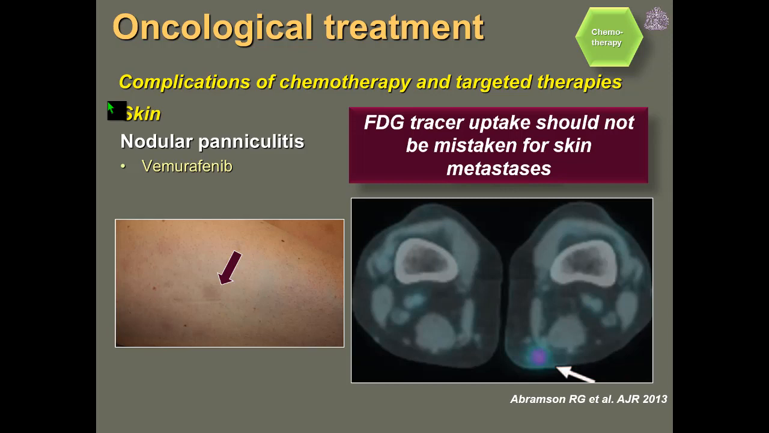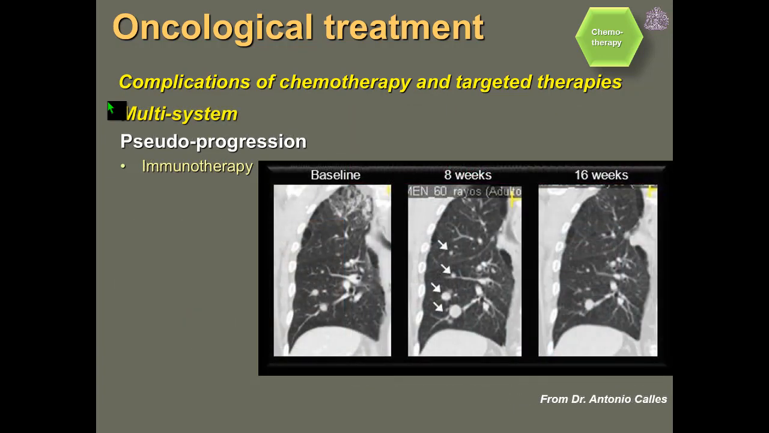I just want to show an example of a potential skin complication. And patients receiving this drug, which I'm not going to try to pronounce, may develop this nodular panniculitis, and that should not be mistaken as a skin metastasis, because it can be prescribed for patients with malignant melanoma.